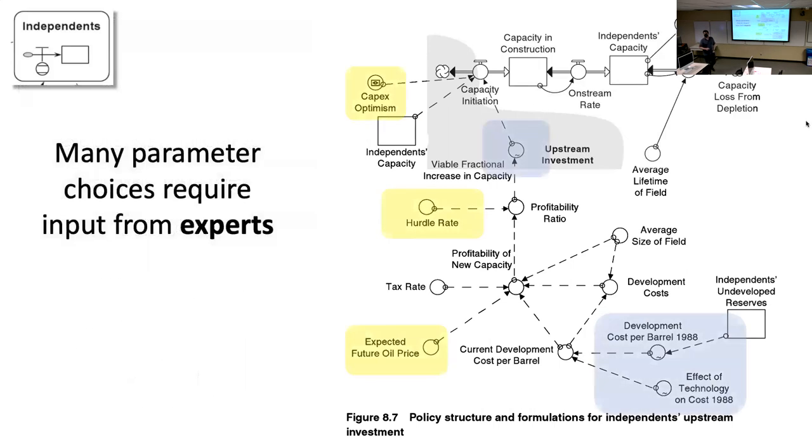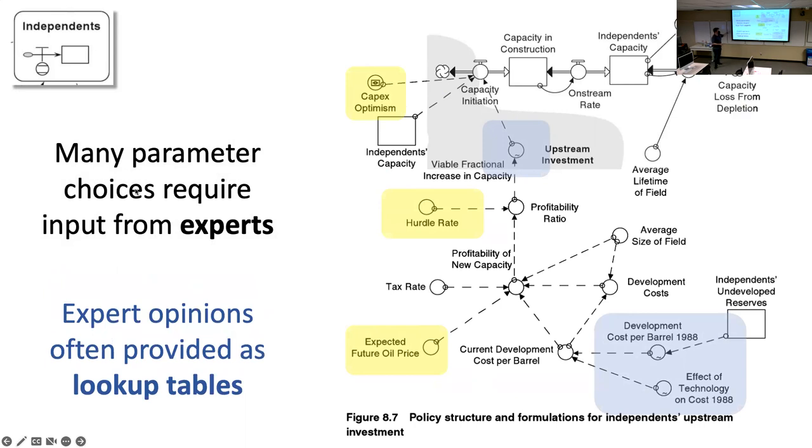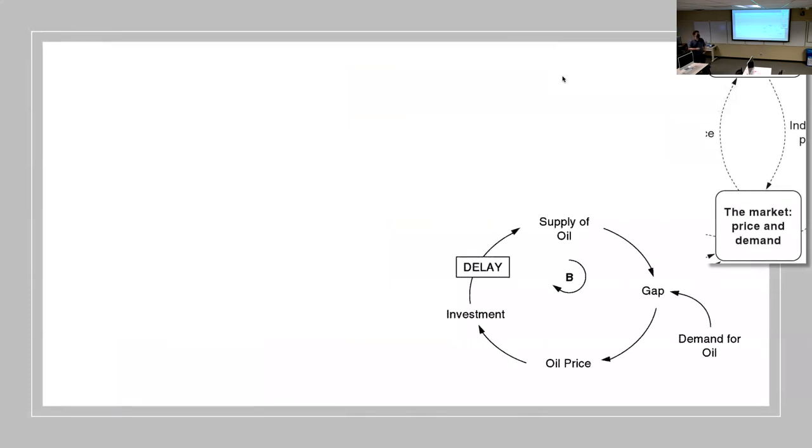Okay. Right. And a lot of these exogenous variables we pick out from experts, so we don't have those. A lot of them are provided as lookup tables. Here's a lookup table right here, it has a little squiggle in it. One of these is a slider. We have no idea what the CapEx optimism is going to be, but we can slide it from one point to another to see how sensitive the model is to it.